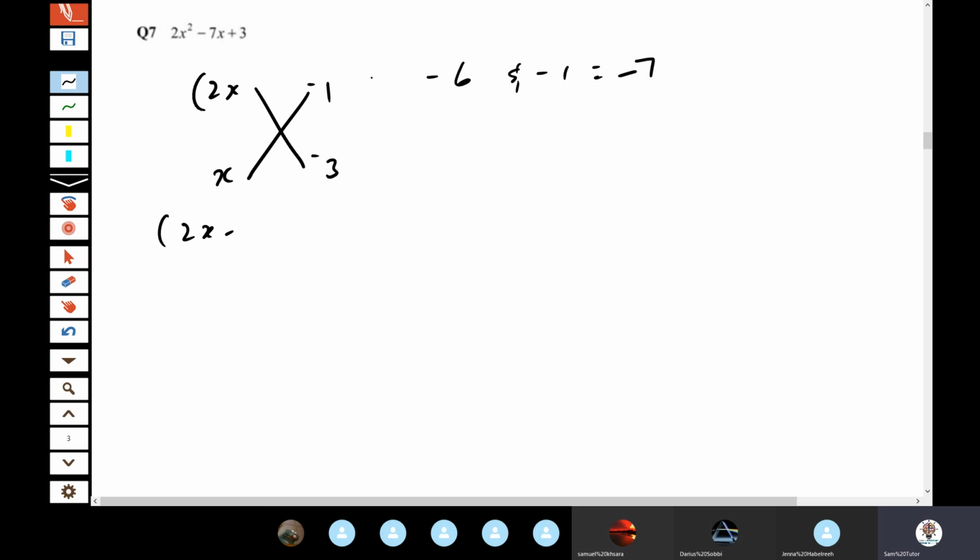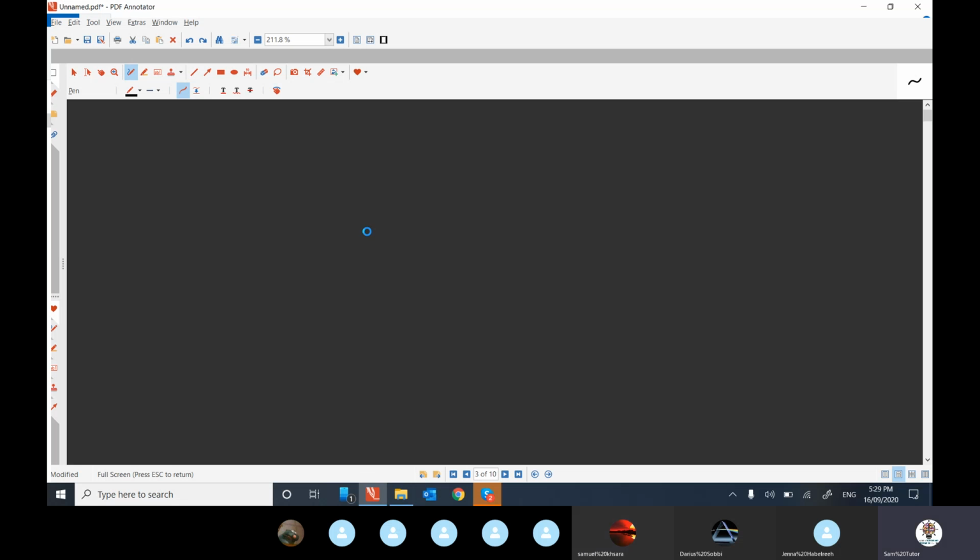We write them this way. 2x minus 1. We read it this way. We write it this way. Read diagonally, write horizontally. So 2x minus 1. 2x minus 3. Oh no, x minus 3. All right, you got to do another one. Too many mistakes. Let's go.